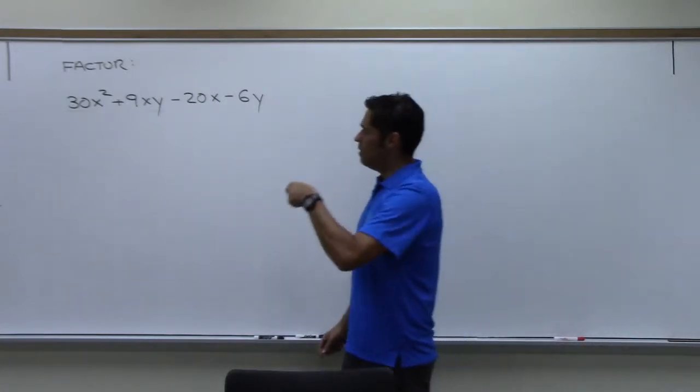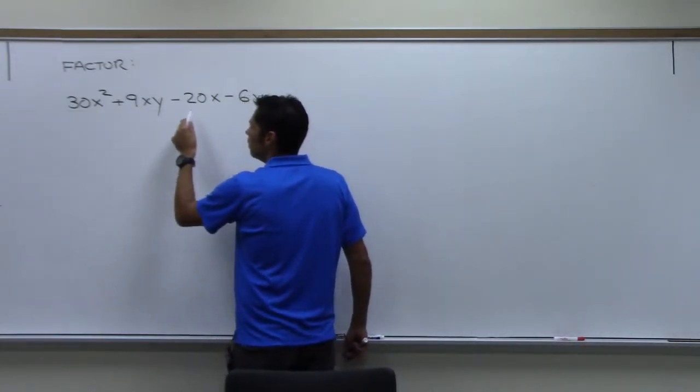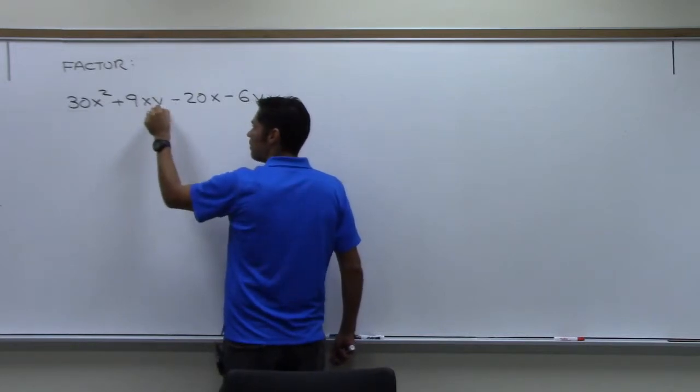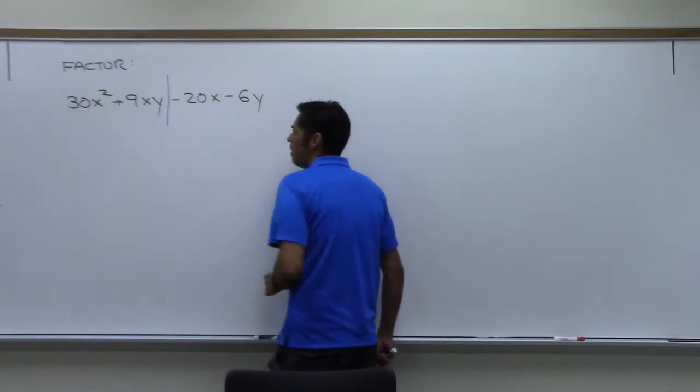What was it? Cut it in half, right? Where do I do that? Before the subtraction, right after the last variable or number right here. Slash that thing in half.